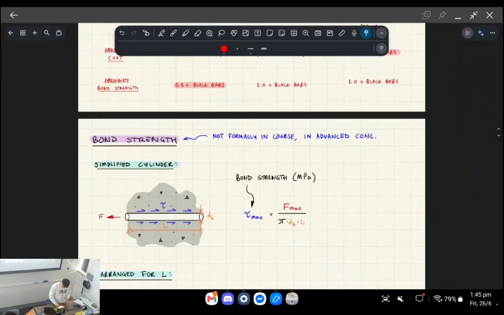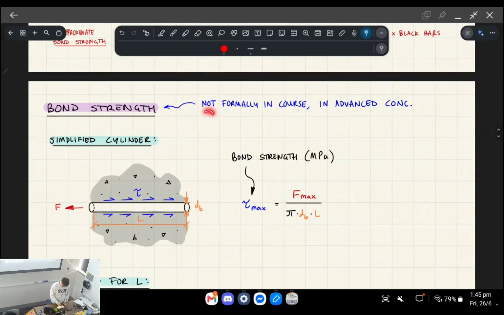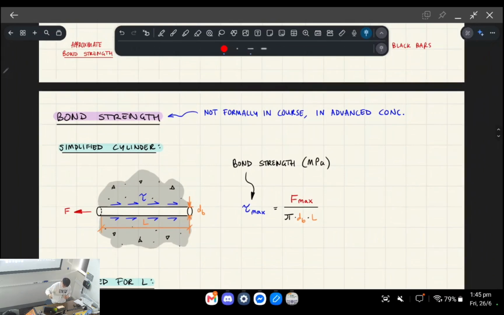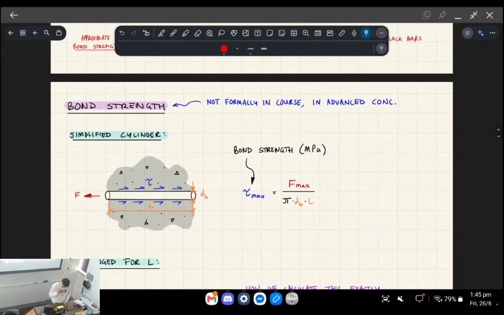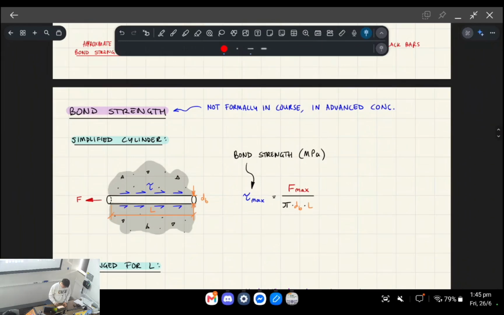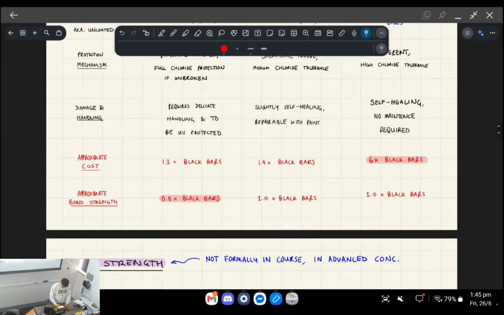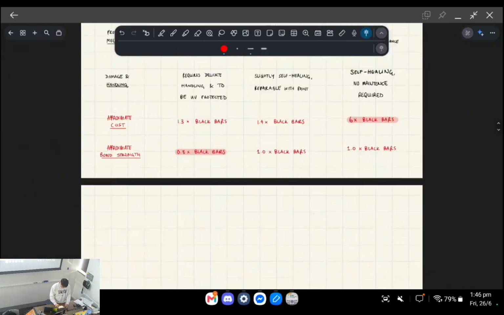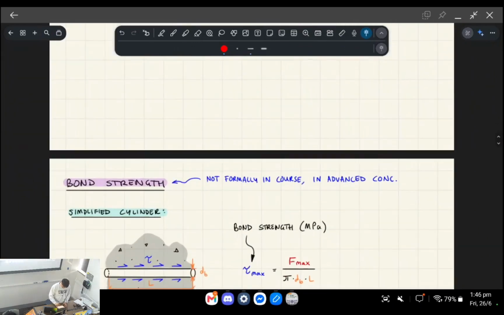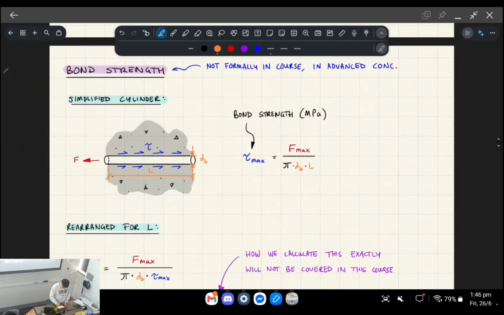All right, so let's talk about bond strength, okay? Listen, this is not formally in the course either. It's actually in advanced concrete. However, the reason I'm telling you about this is it's gonna play into the first question, okay? So just bear with me, all right? This is also something that I wish I knew when I was taking concrete. It's a very short topic, so yeah, I don't understand why they don't teach it. Anyway, I'm not going to tell you how to do the maths. I'm going to tell you the theory.